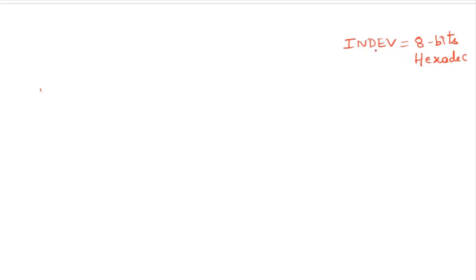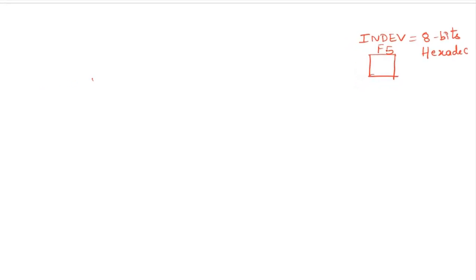Now coming back to the program, let us assume that we have an input device, and let us say this device ID is F5. This is my assumption. This is a hexadecimal number, 8 bits, F5. From this device I have to accept 1 byte of data, and I have to store it in a memory location called data. How much? 1 byte.